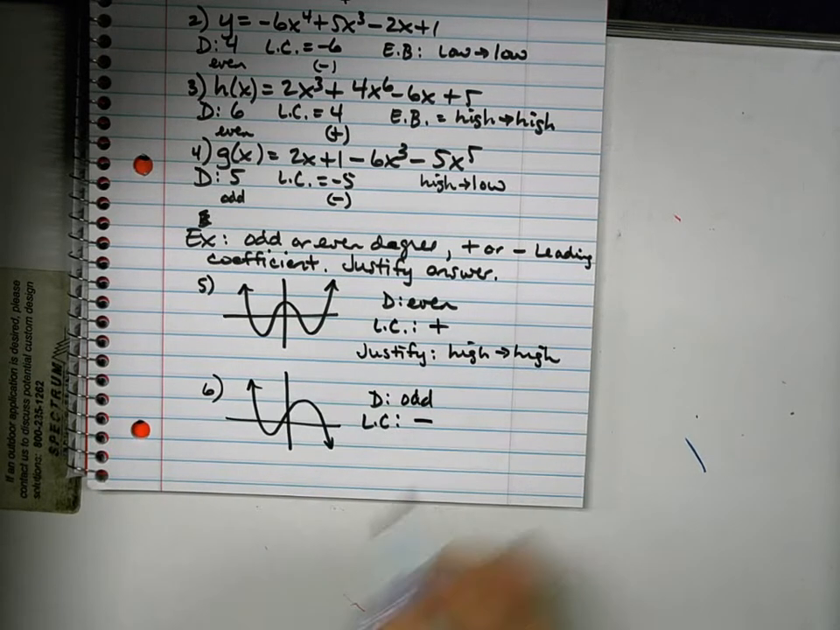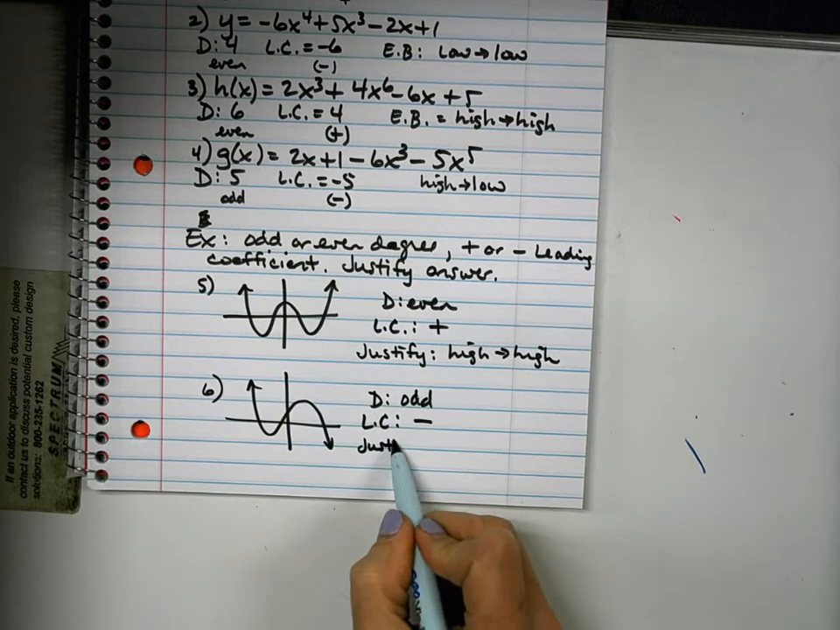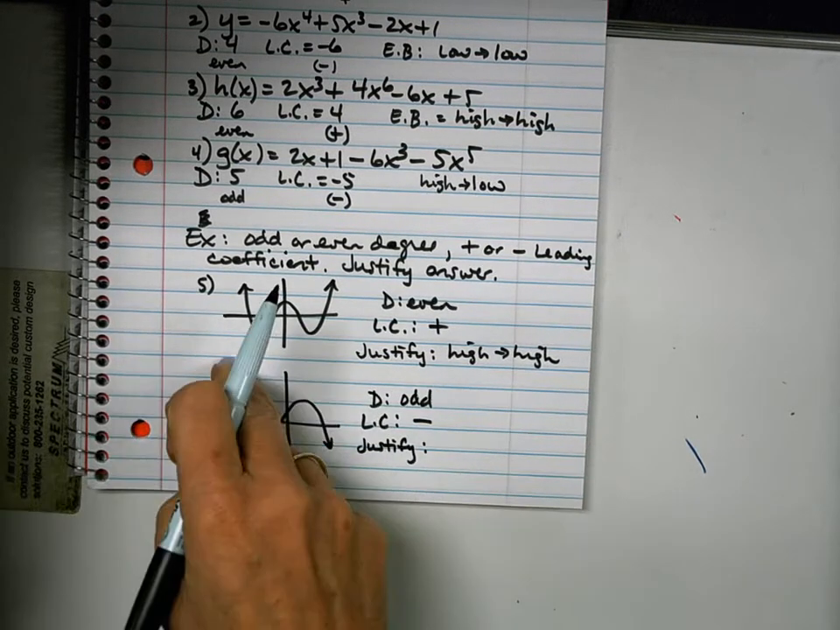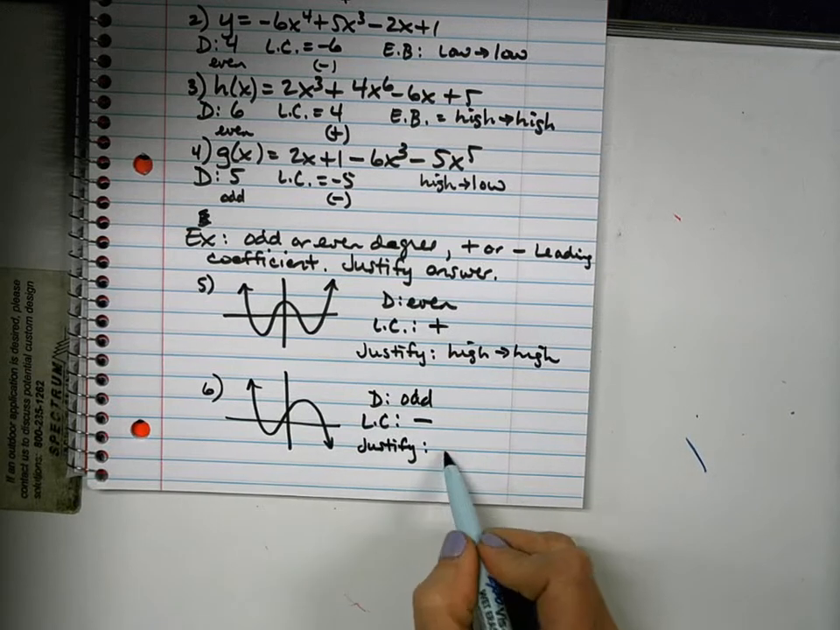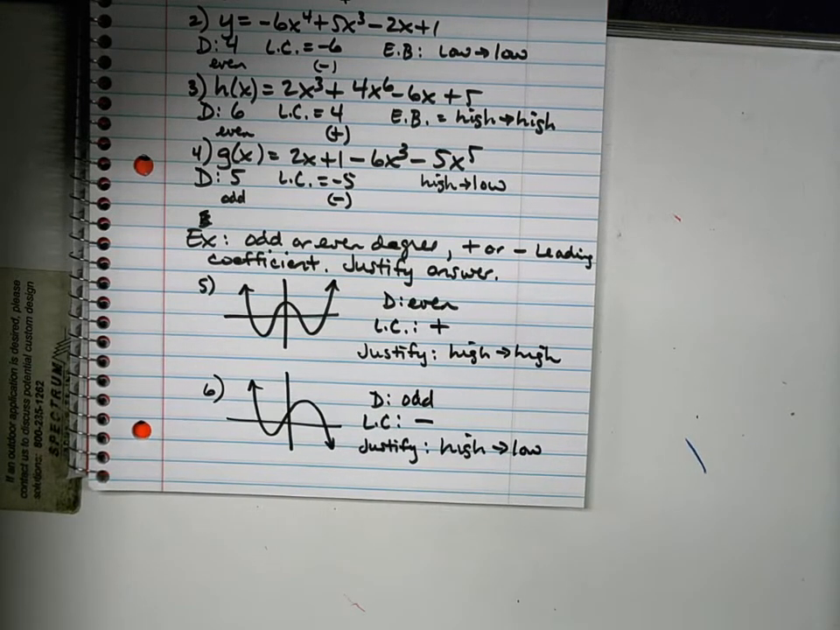Is that right? Yeah. Okay, because the end behavior, so this is the justify part, started high, ended low. It was high to low, and the way that happens is if your leading coefficient was negative of an odd degree, right?